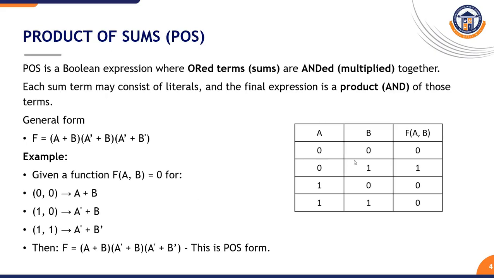Similarly, the product of sum form is where we group the OR terms together, that is, multiplied together. We take a group of OR terms and these are multiplied together. These forms are generated from the truth table, where for the product of sum we take the input variables for which the output is 0. Then the first row has 0, and the third row and fourth row.